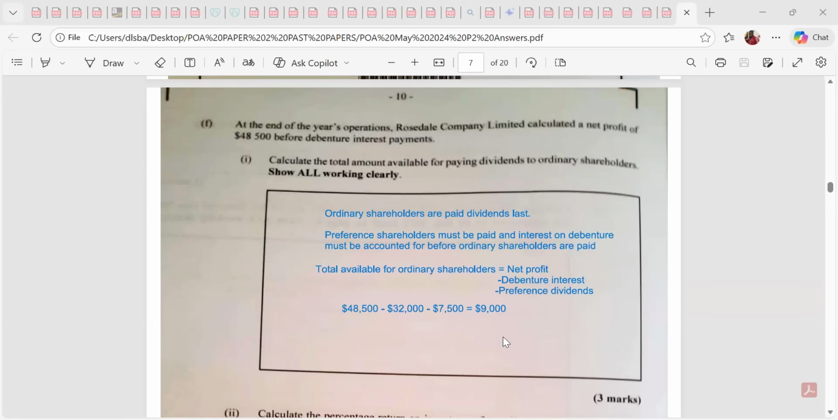Sometimes it pays to be an ordinary shareholder, sometimes it doesn't. There you go.